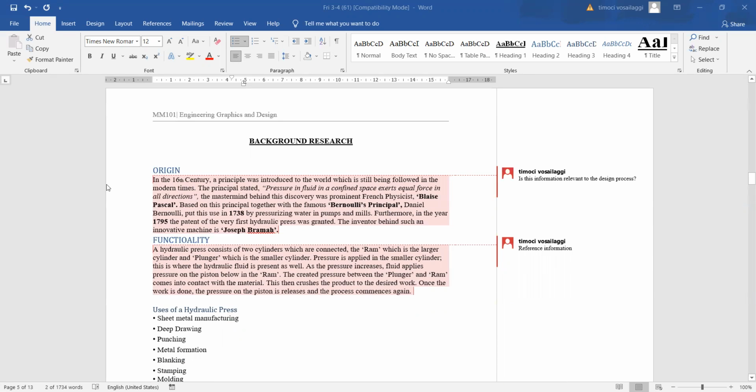Background research. Now, a lot of people have started off their background research by talking about the history of the machine or the founder or when it was created. My question to you is, is that relevant to your design? Unless you're going to be using the same design concept as something that was designed in the 1700s, I don't see the importance of stating it in your background research. And the people who came up with it, again, it's not really.